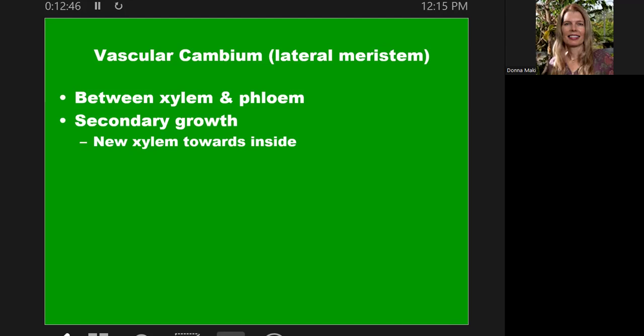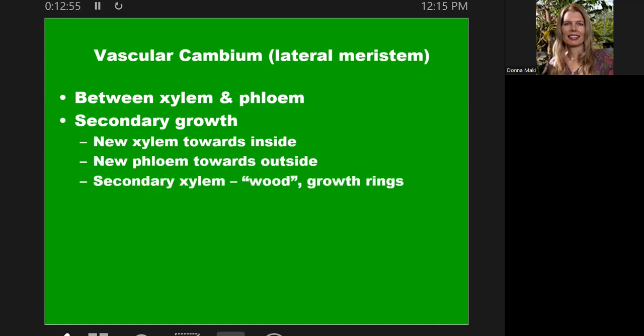where you have xylem cells as those cells are reproducing. You get 2 new cells. One will be the xylem and one will be the phloem. And so we call that secondary xylem, that's what you would call the wood if you're a forester. But technically it's secondary xylem. That's what you see when you look at those growth rings.